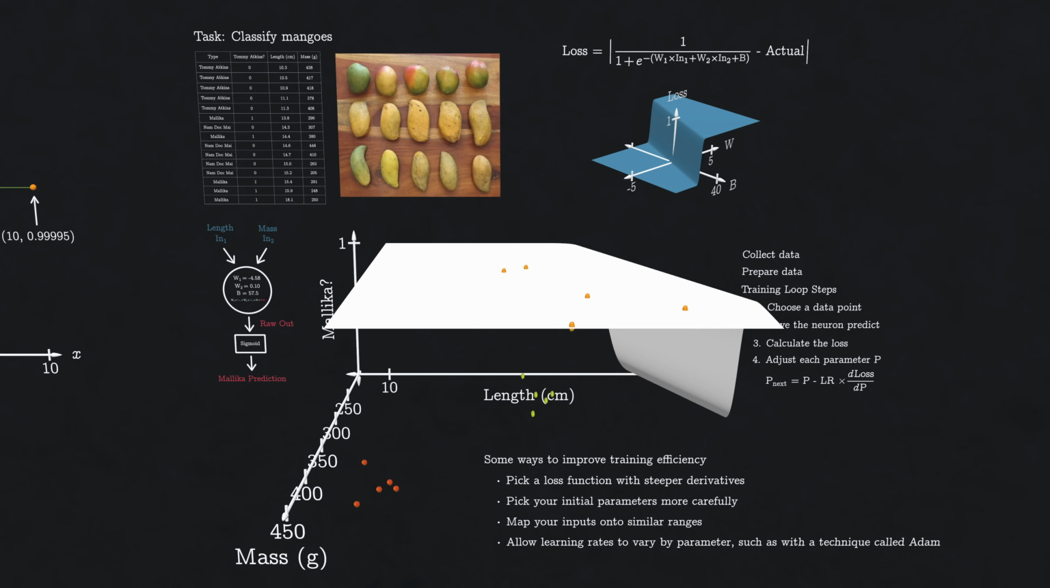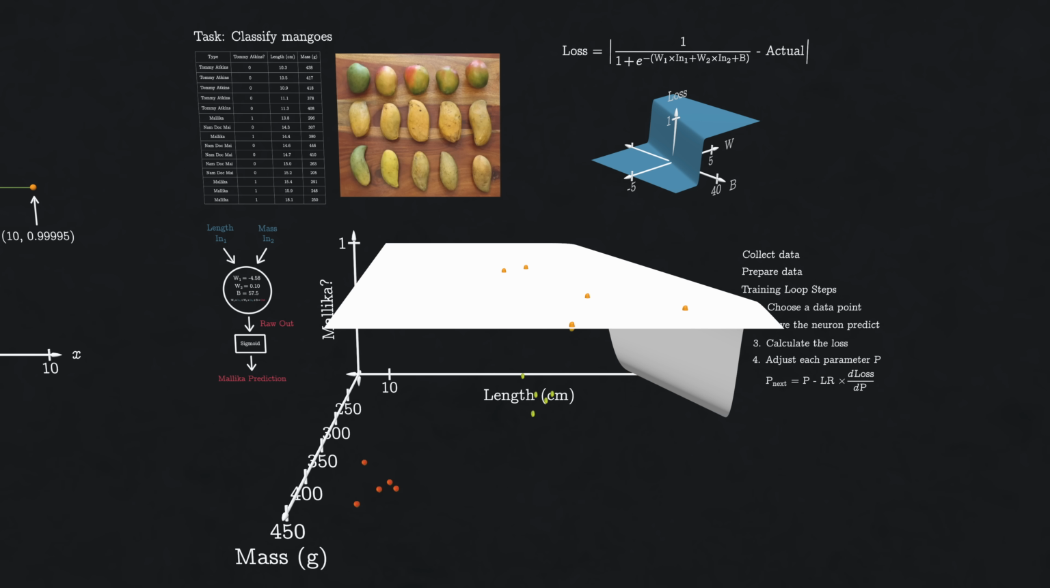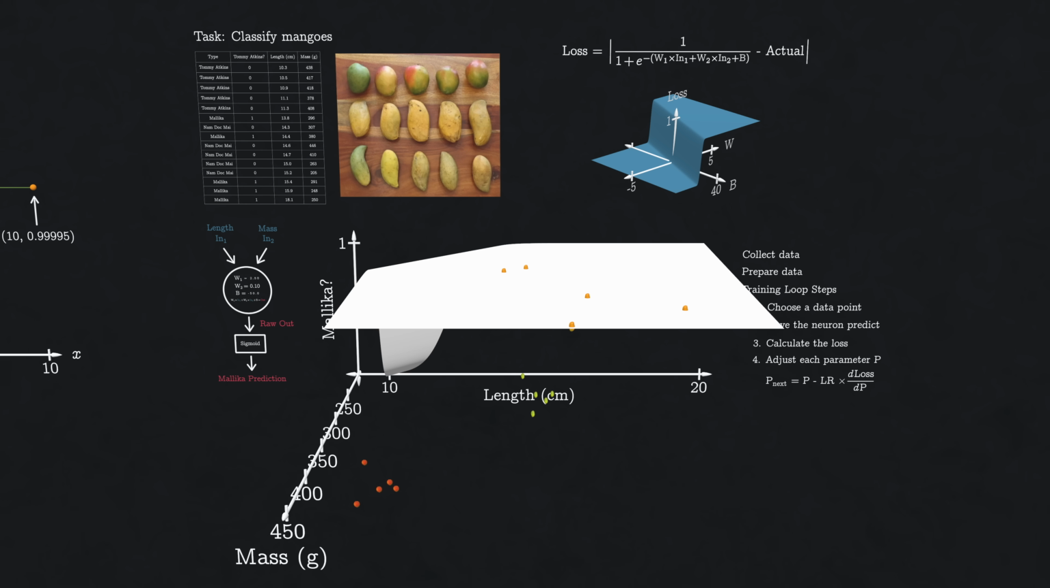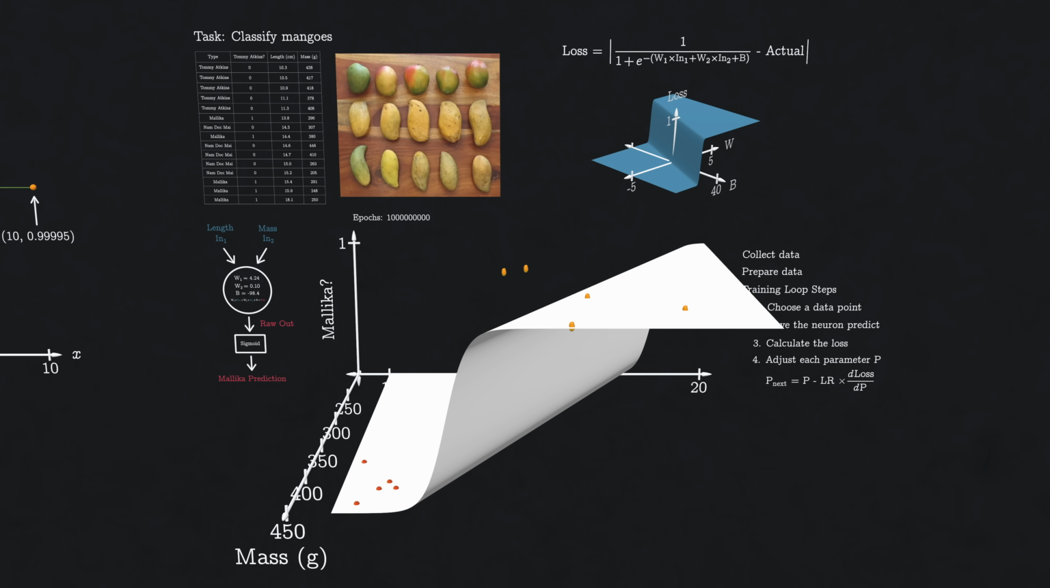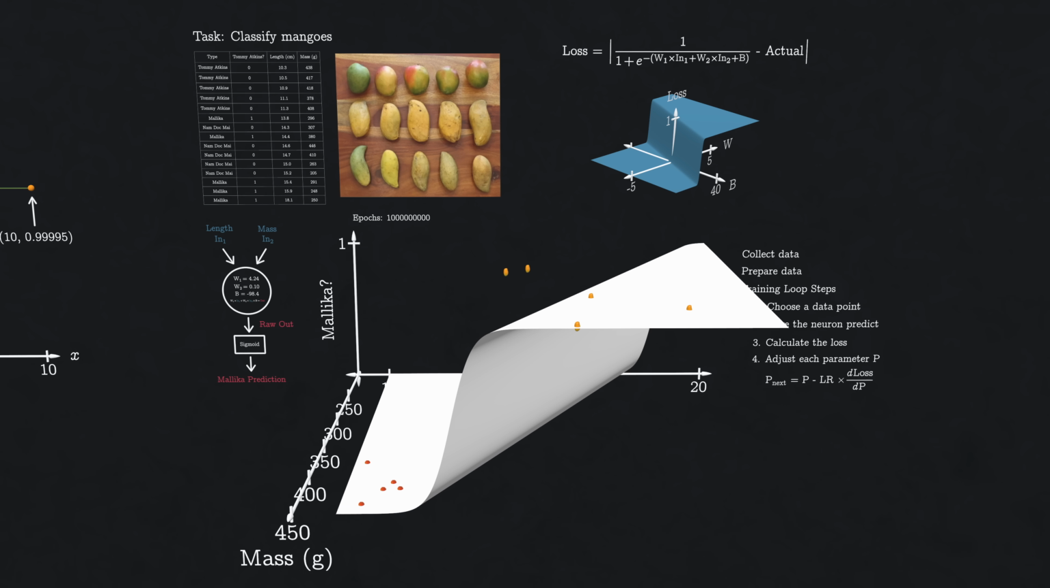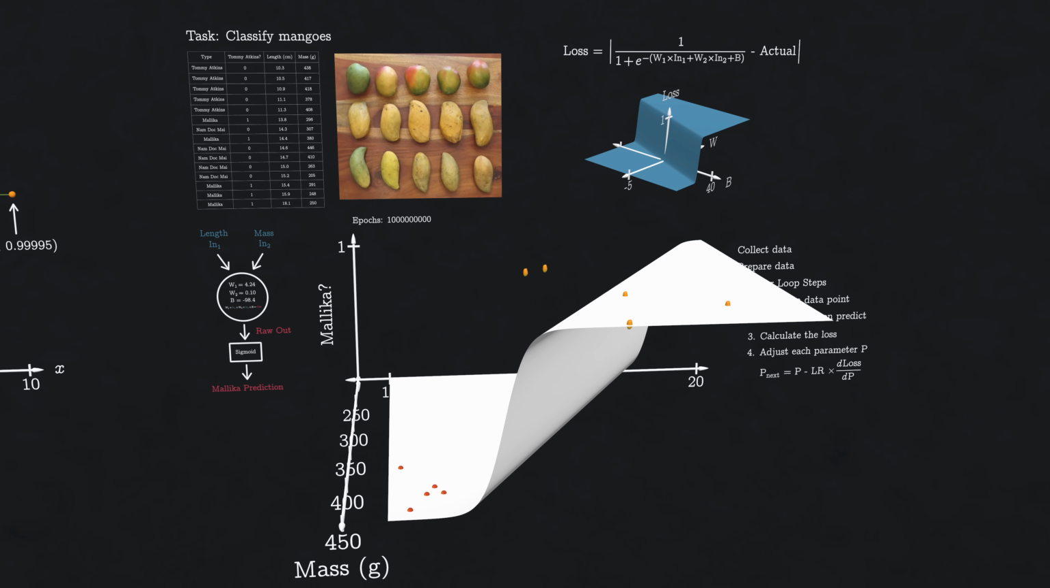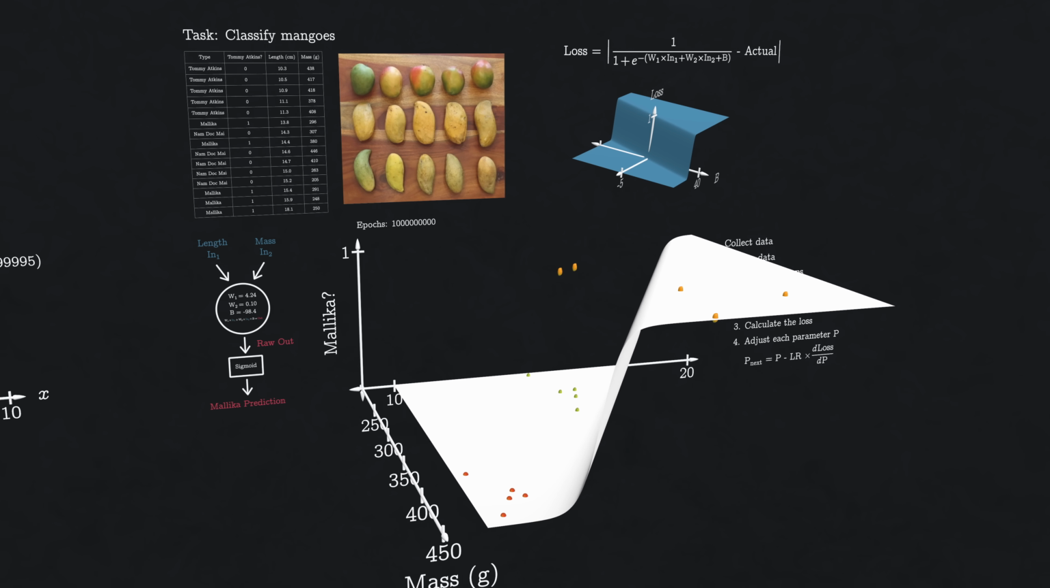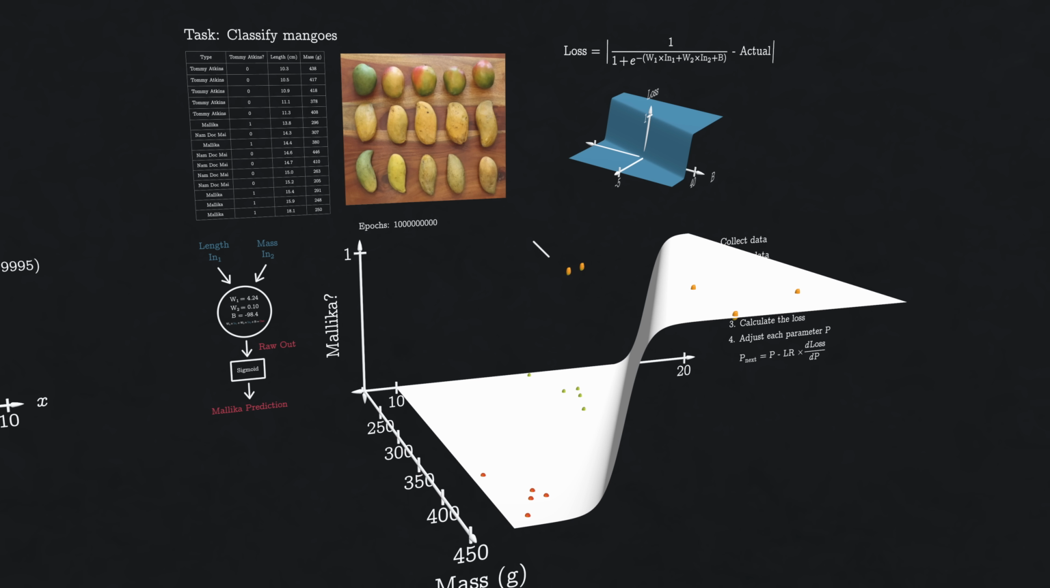But instead, we're just gonna cheat a bit by giving the parameters values close to what they should actually be in the end. Okay, so now let's let the training loop do its thing. Just to be sure, I let this one run for 1 billion epochs, and it ends up here, which, well, you can see it was trying. It does get most of the mangoes right, but for the shorter and lighter molecules, it's clearly confused.